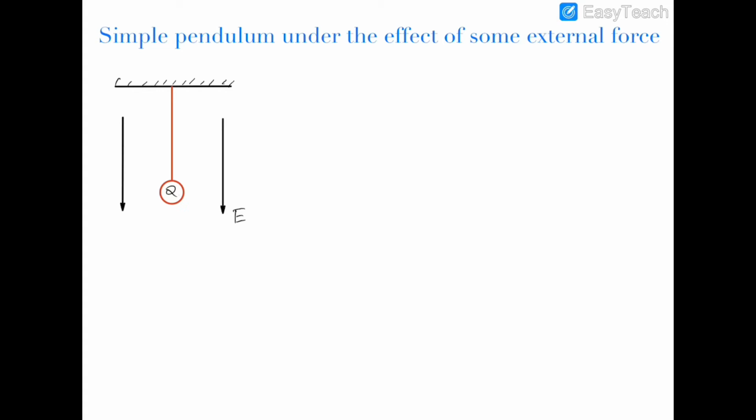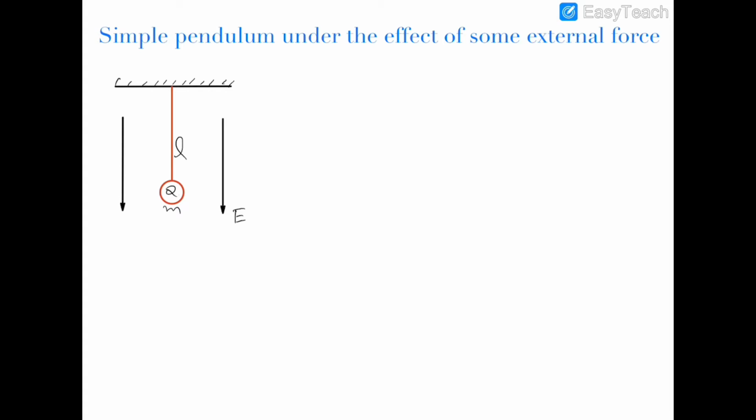So there is a pendulum ball which has a mass of m, and there is some charge q placed on this ball. Now the length of this rope is L, and some electric field E is applied on this ball in the downward direction. We have to find out the time period of its small SHM.